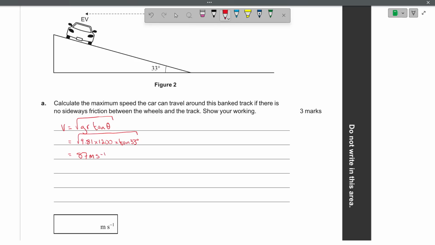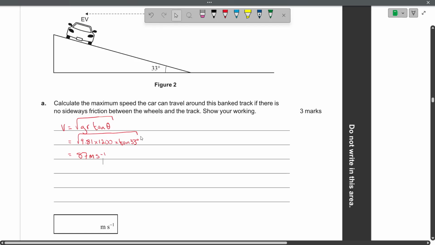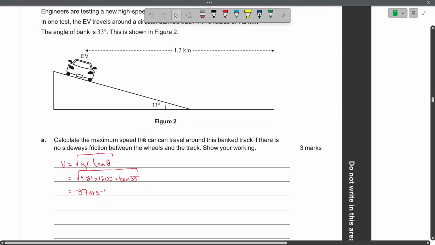Okay. Now, for 3 marks, I wasn't an assessor this time around, so I can't tell you exactly where these 3 marks might have come from, but possibly a mark for identifying that this is the correct equation that is required, a mark for inputting the correct values in, and then a mark for the right answer, but that seems a bit wishy-washy to me. I'm just going to go ahead and show you where this comes from. So, if you like, skip ahead to the next part of the video, the next question.